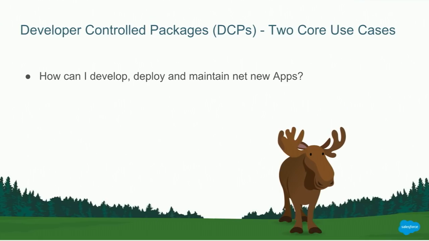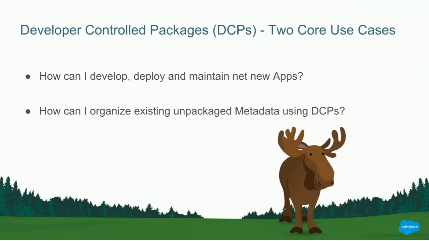And before I even get into the merits of developer control packages, I want to talk about two core use cases that it hits upon. The first use case it hits upon is, I'm building a new app. I'm building a material requisition app, or I'm buying an expense management app for my employees. How do I develop this, test it, and distribute it, and iterate on it? Like you may have multiple production orgs. How do I go about doing that? DCPs handles that use case.